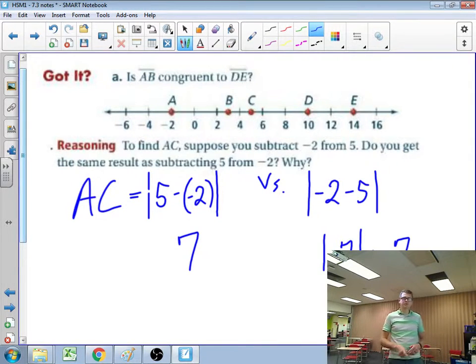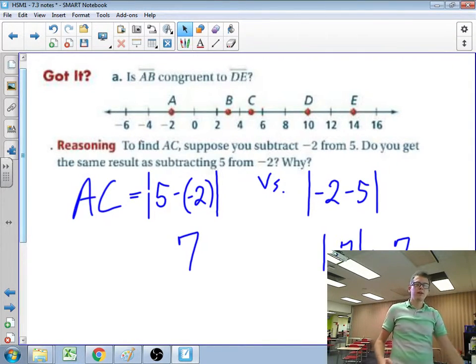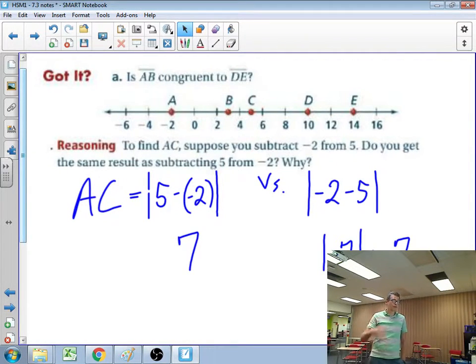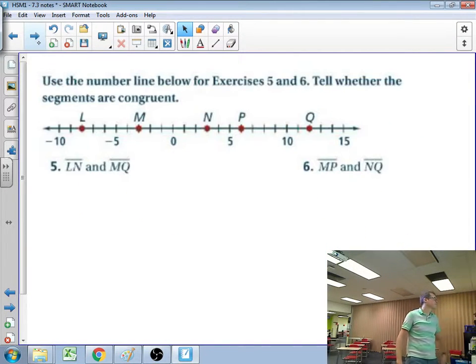This is why absolute value is so convenient. It makes my subtraction commutative. Actually, inside the absolute value, as long as there's just b minus a or a minus b, order doesn't matter. That absolute value is going to fix it for us and is going to make it all come out positive.